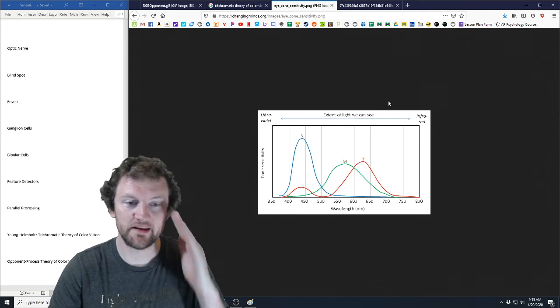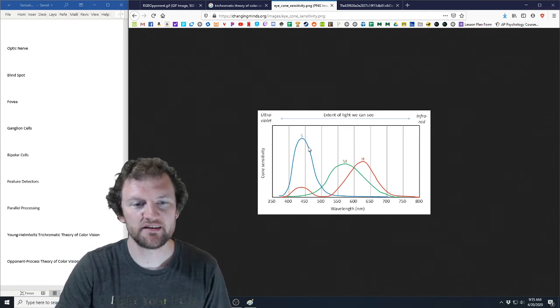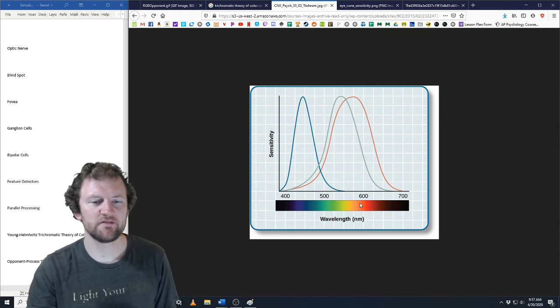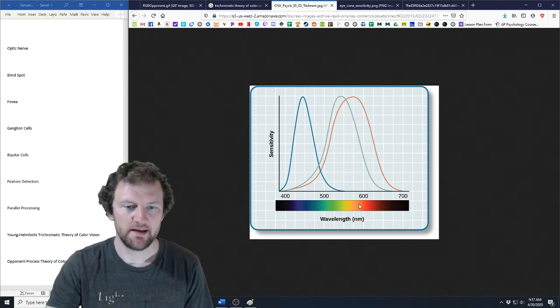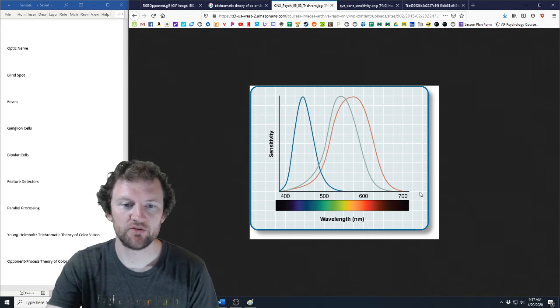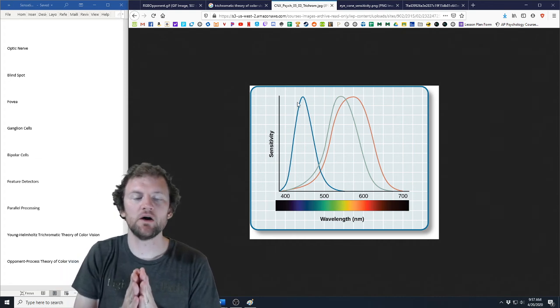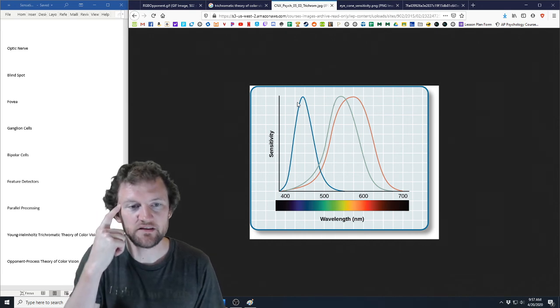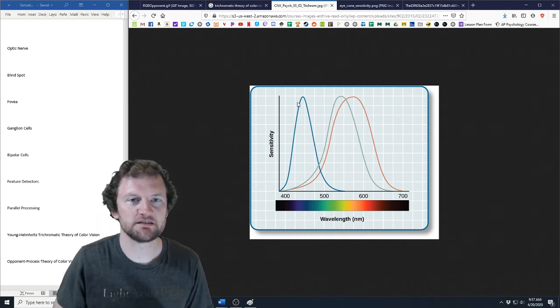Of the light waves that we can see, this range is picked up by the short wavelength cones, this one by the medium wavelength cones, and this by the long wavelength cones. When we perceive a color, let's say orange here, it is primarily the longer wavelength cones which perceive that. So the longest wavelength cone is firing the most, then the medium is firing a fair amount as well, and the short is hardly firing at all. It's the ratio of those three cones firing which allows us to perceive color.